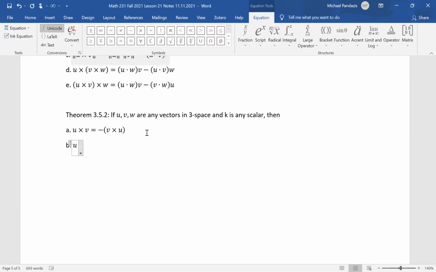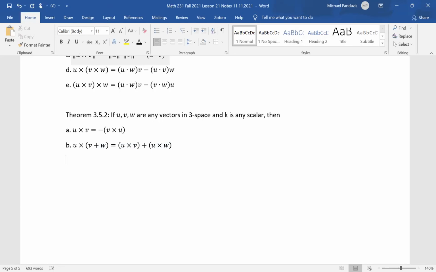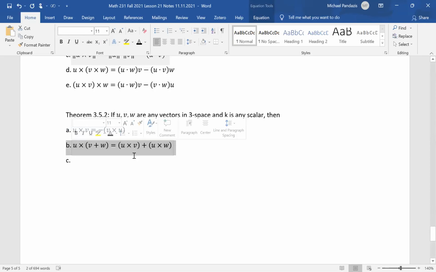B, u cross v plus w is equal to u cross v plus u cross w. So this multiplication has the same property. This is easy to believe and it works. It's good that most of the rules of multiplication match up well with this. But the confusion that this causes is that there are some things that are different, like A. A is different, right? U cross v equals the negative of v cross u. Most of the properties are the same, but some are different, and you have to keep in mind which are the same and which are different.